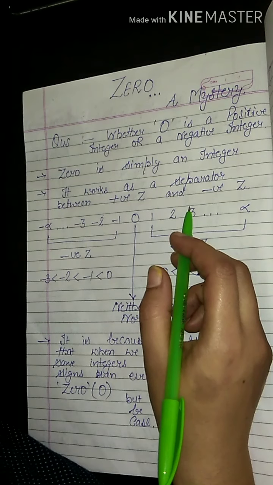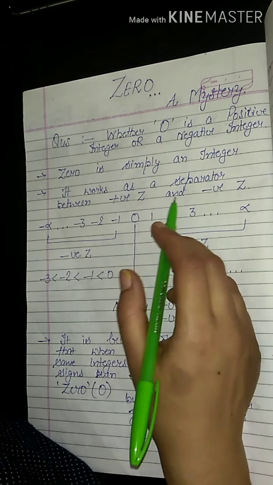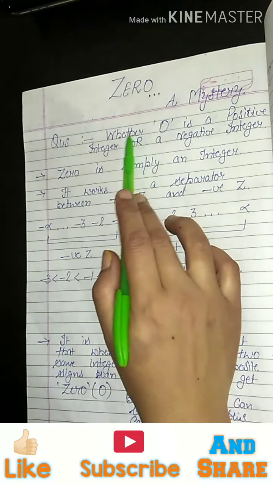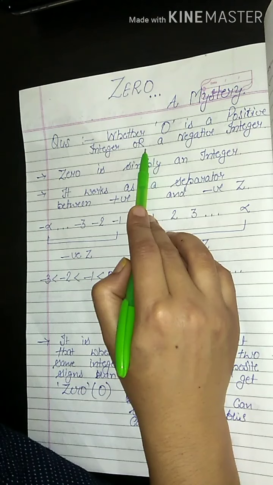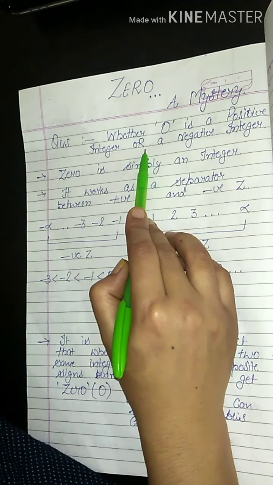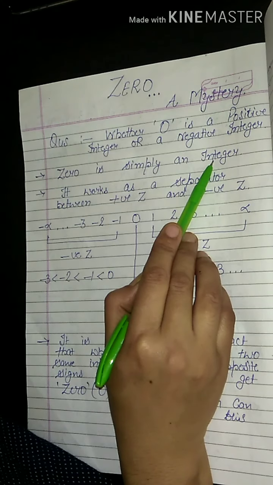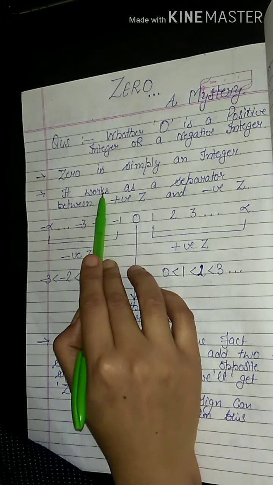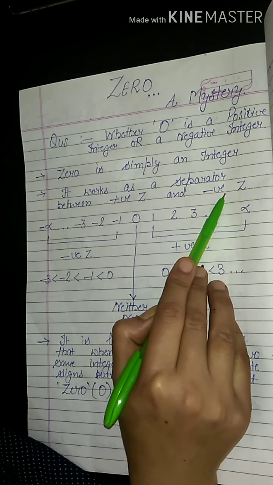Hello students, today I am going to discuss an important question that most of the time creates confusion among students. And the question is whether 0 is a positive integer or a negative integer. So students, you have to keep in mind that 0 is simply an integer. You can't say it is positive or negative. It works as a separator between the positive and the negative integers.